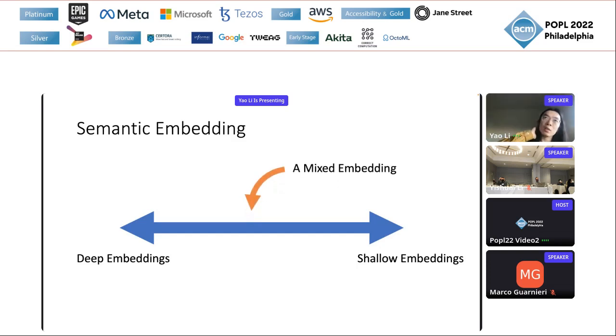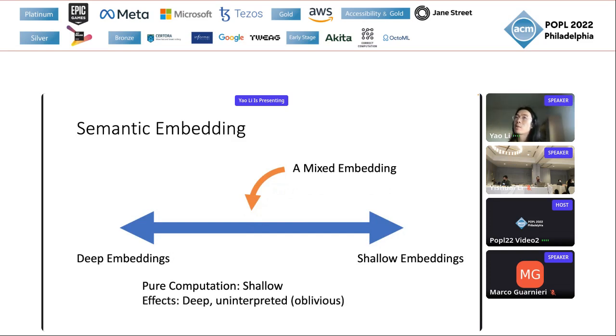And in my talk, I'm going to take a mixed embedding approach that treats some parts shallowly and some parts deeply to achieve effect-oblivious equivalence. So first of all, because I will be caring about effects and effect context, I don't want to reason much about pure computation, so it will be treated in a shallow embedding. But for effects, I want them to be in a deep embedding, and they will be uninterpreted so that we can achieve oblivious effects. And at last, we will also model effect context in a deep embedding way.